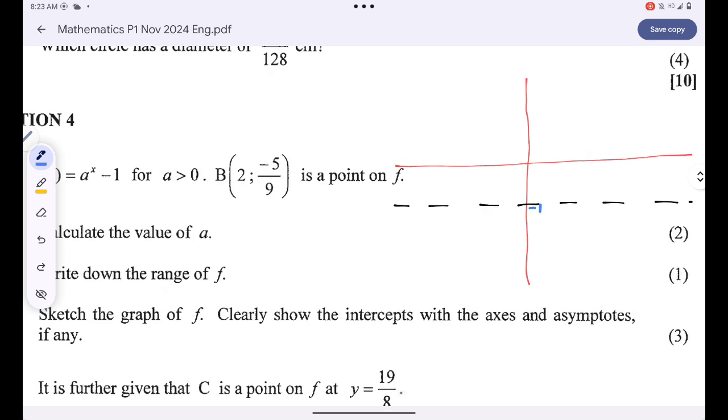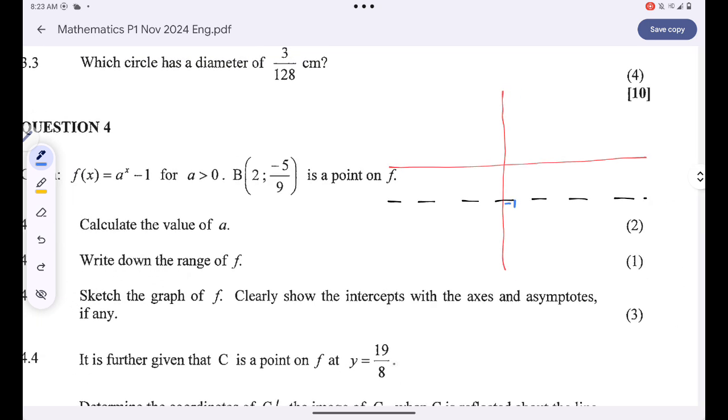Are you together? And then how can I find my y-intercept? Remember that, guys, if I want to find my y-intercept, I must always make x equal to 0. Anything to the power of 0 is equal to 1, and then 1 minus 1 is just equal to 0. So my graph will just cut the y-axis at the origin.